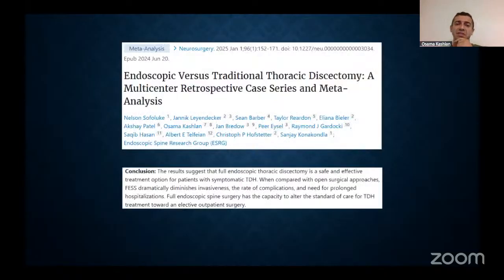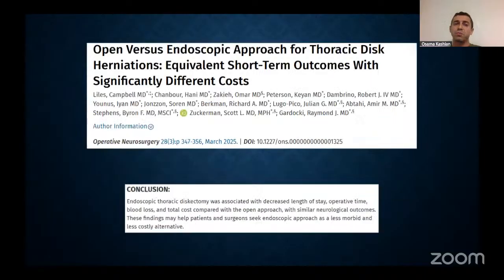And this is a study that was published earlier this year that showed that full endoscopic thoracic discectomy is safe, and when compared to open approaches, diminishes invasiveness, diminishes the rate of complications, and really decreases the lengths of stay substantially. And this is proven, again, with a single institution study that showed that even the cost of it is less.